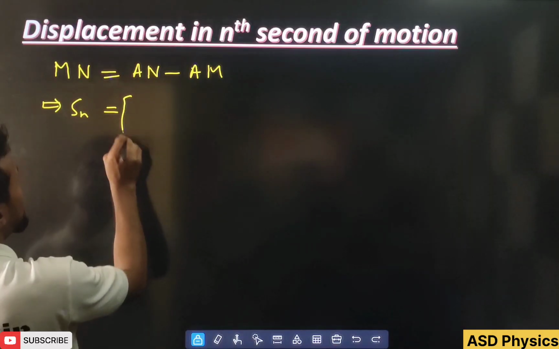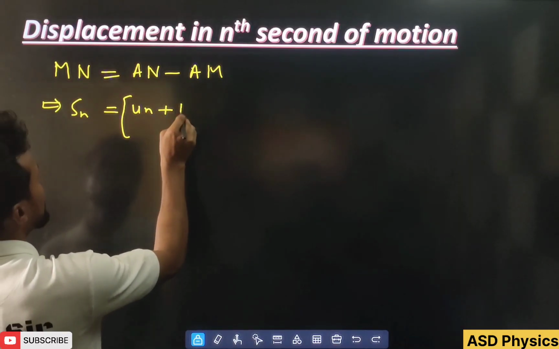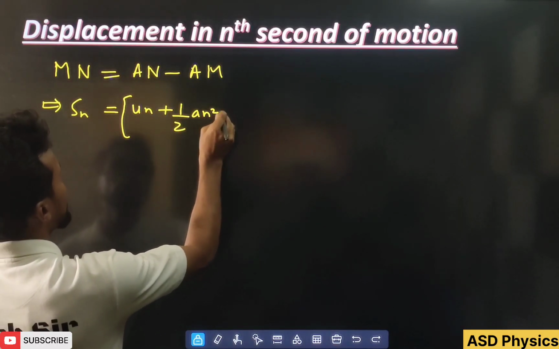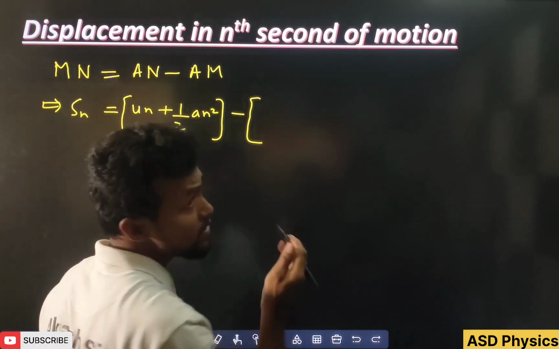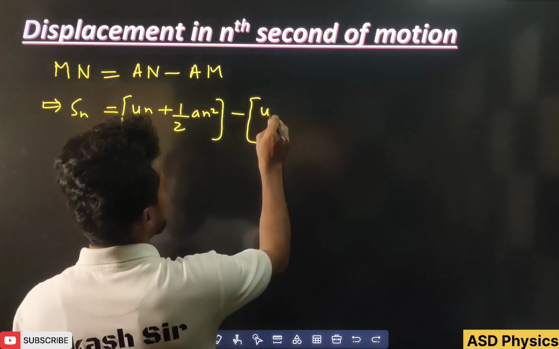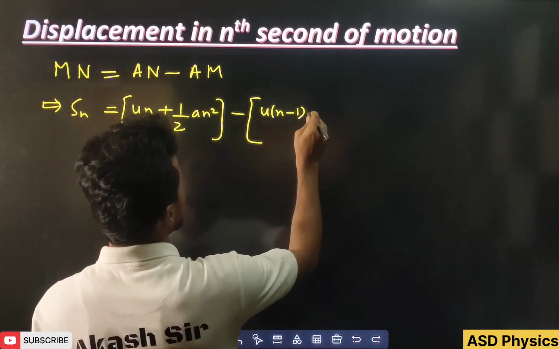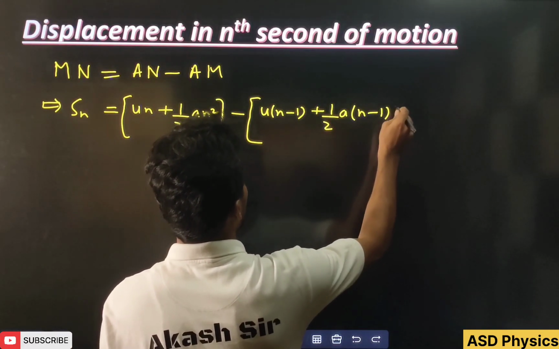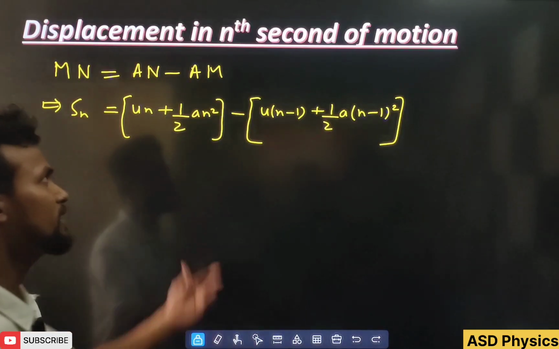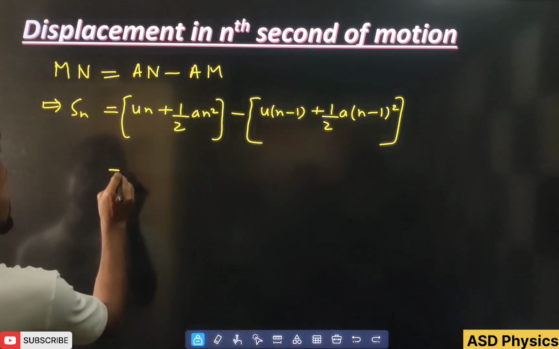So S_n means displacement in n seconds, so I can write here u n plus half a n squared. Minus, after that, S_(n-1) is for how much time? n minus 1 seconds. That means u (n minus 1) plus half a (n minus 1) whole squared. Okay, now the physics is completed, we have to simplify this here.